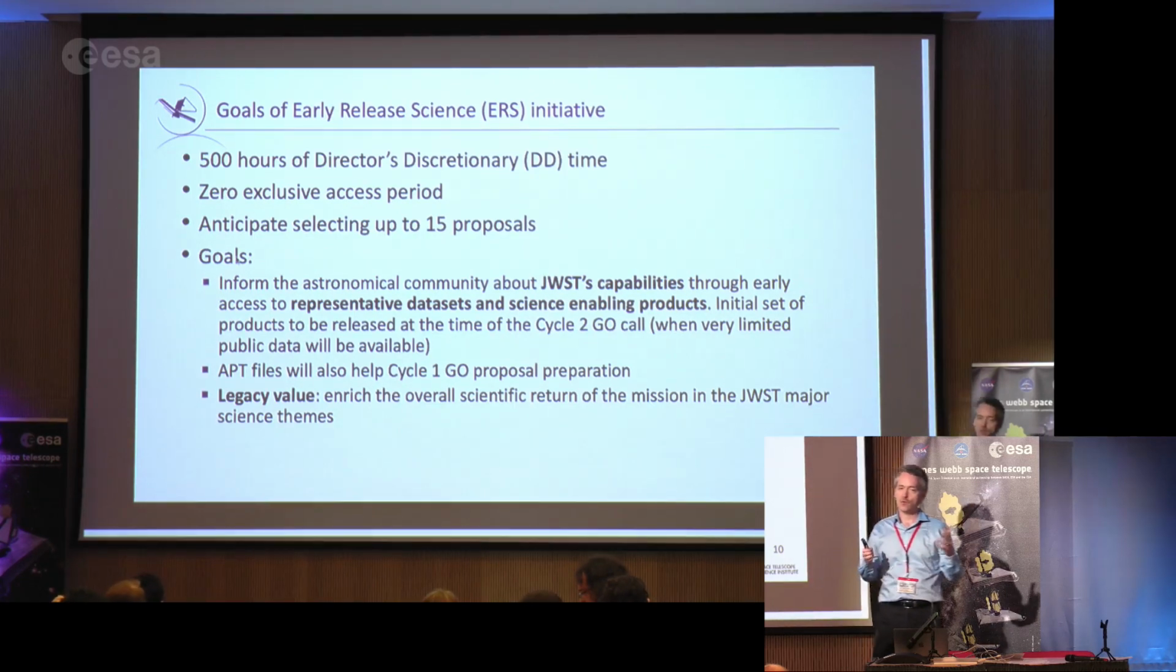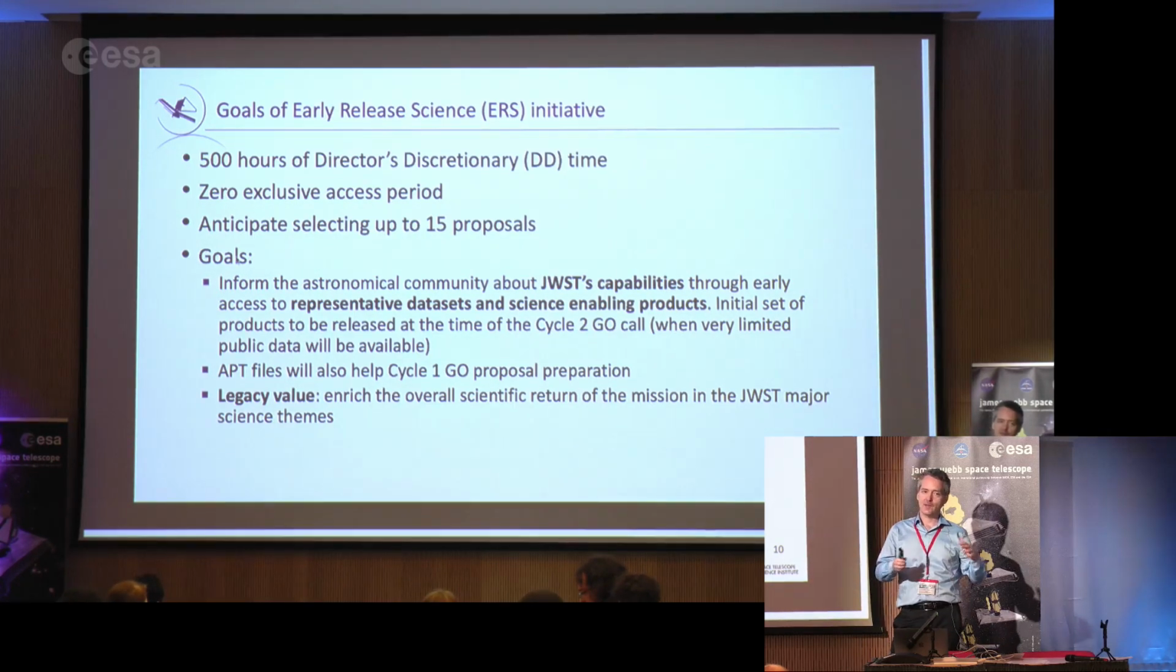can in cycle 2. And if you have a 1-year exclusive access period, that means the data is really kind of locked up, and some people have little bits of information and other people have no information at all, right? So the golden thing to have right now in cycle 1 are programs that have as short exclusive access period as possible. So the director took some of his director's discretionary time and said, we're going to do some program here, early release science, 0 exclusive access period.